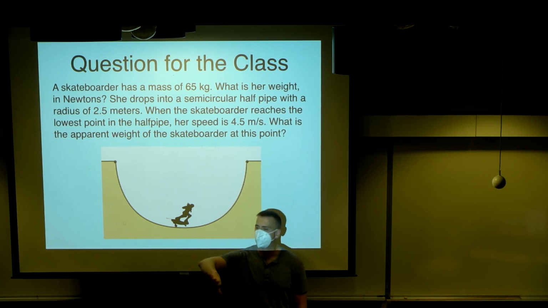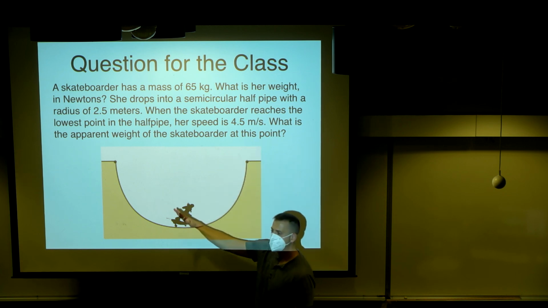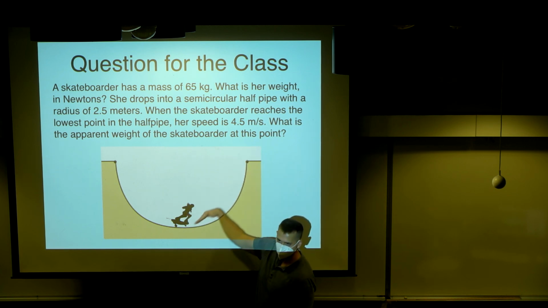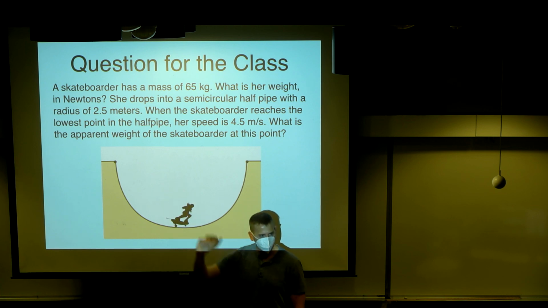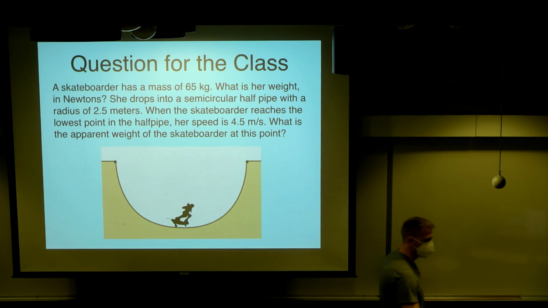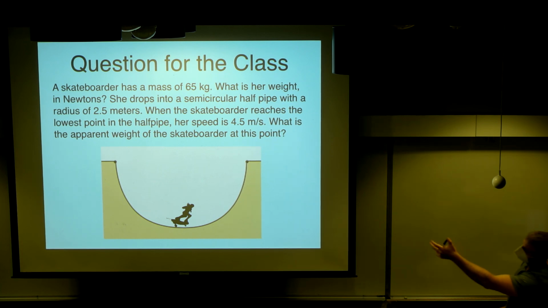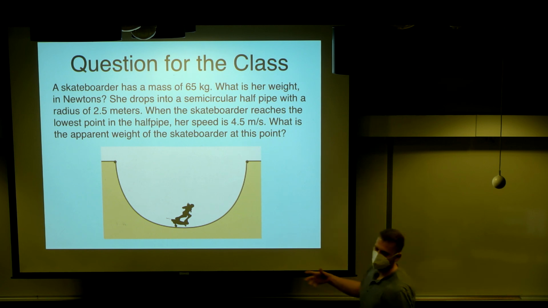It's not too different from how if you're on a carnival ride. It has like a dip to it. You feel really heavy at the bottom of the dip. Same situation, all right? So the skateboarder has a mass of 65 kilograms. First, let's just find her weight. What is the actual weight of this skateboarder?